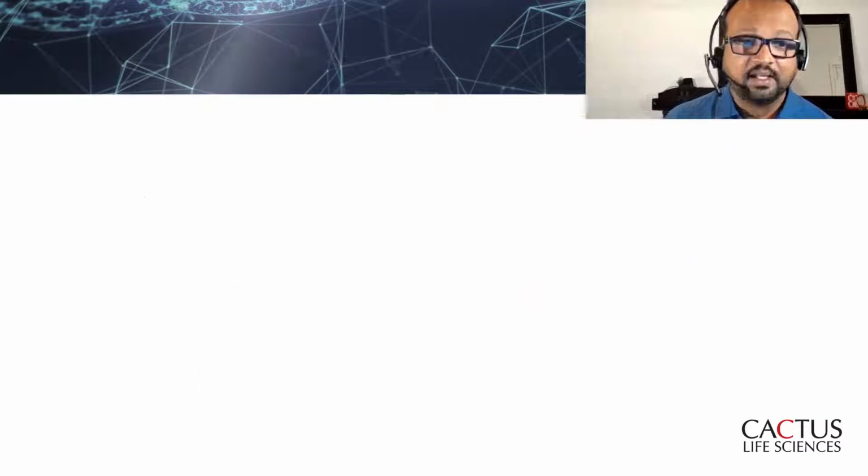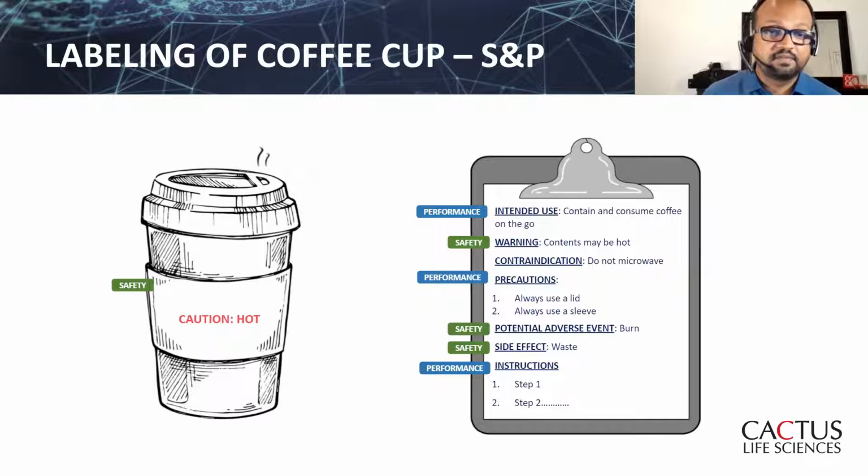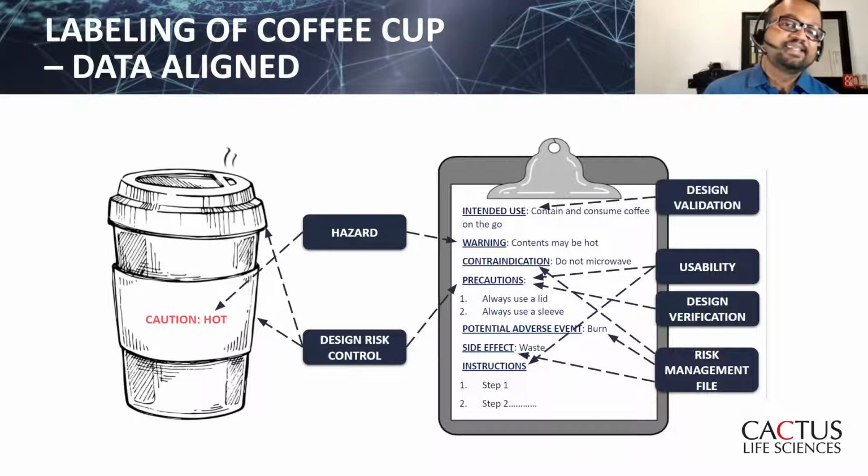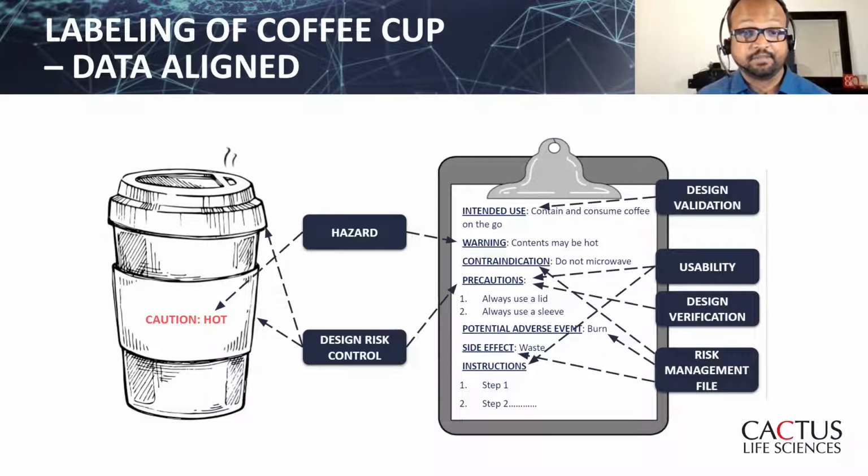Now, I'm going to overlay the safety and performance tags, the theme that we've been following so far, and you can see for yourself how these various data sets match up to the safety and performance of your intended finished device. In this case, again, the coffee cup. Now, tracing this information to its source, we can see that the intended use is confirmed by our design validation studies, and this information is typically stored in the design control process.